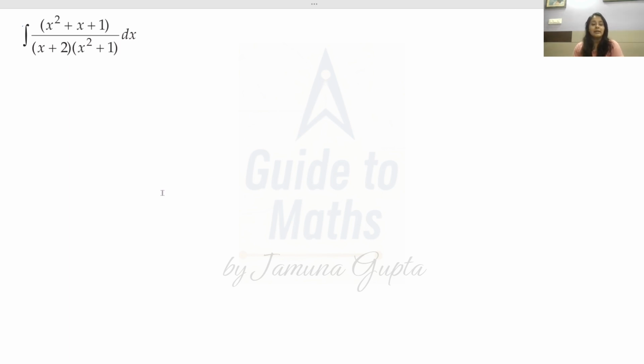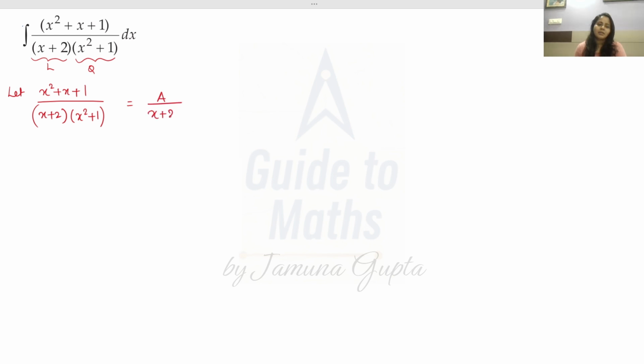So in this question, if you see the denominator, it is already in the factorized form. One of the factors of the denominator is linear, like x plus 2 is linear. The power of x is 1, so linear. In the next one, it is a quadratic factor because the power of x is 2. So for this type of question, we will assume x square plus x plus 1 by x plus 2 into x square plus 1 as a by the linear factor.